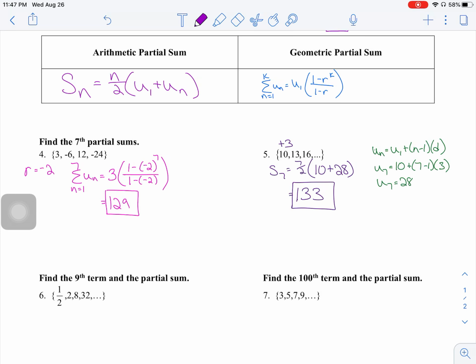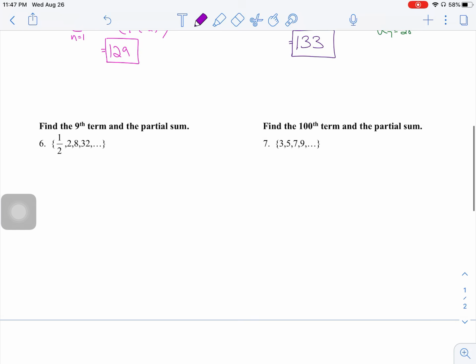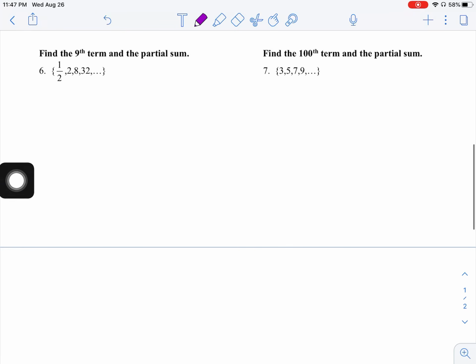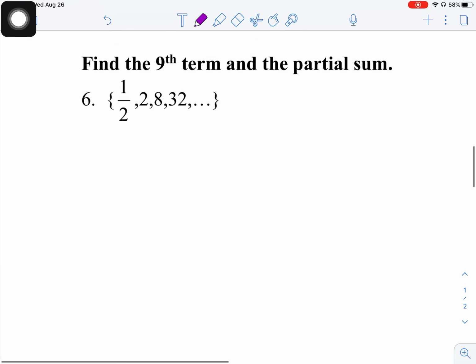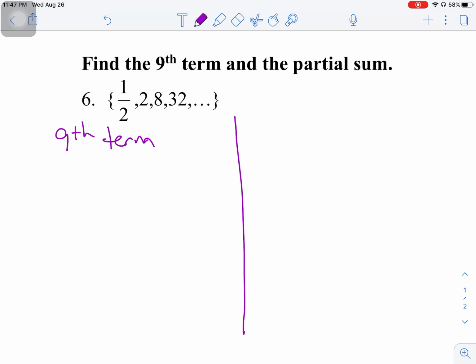Number 6 and number 7, you're asked to find both a term and a partial sum. Let's zoom in on 6 here and see what we've got. All right, 9th term. Let's start with that one. I think we've actually seen this sequence before, and that's okay. 1/2 to 2, then 2 to 8, 8 to 32. That is times by 4. So we're talking geometric here.